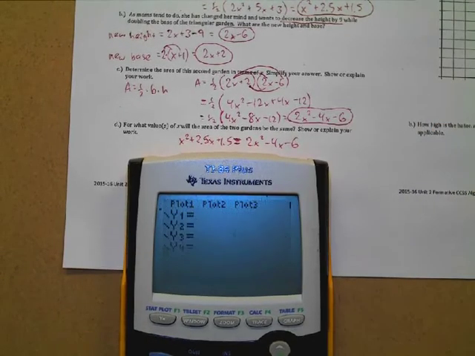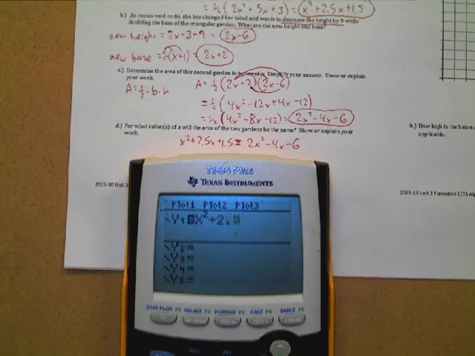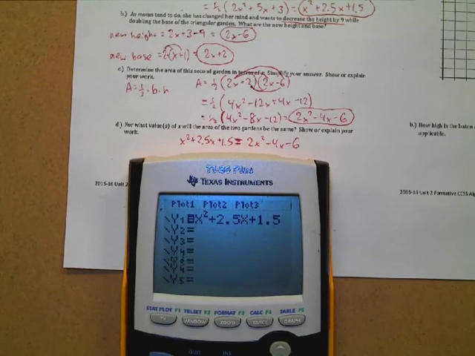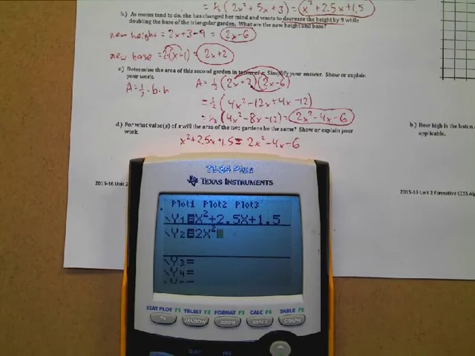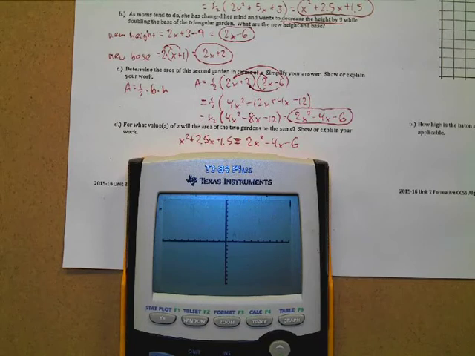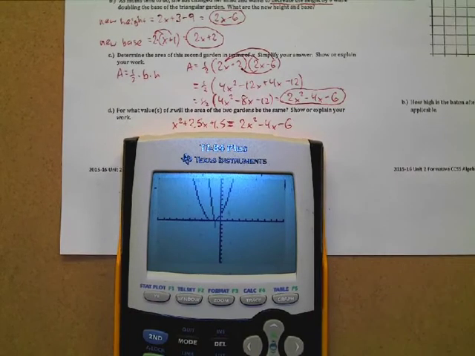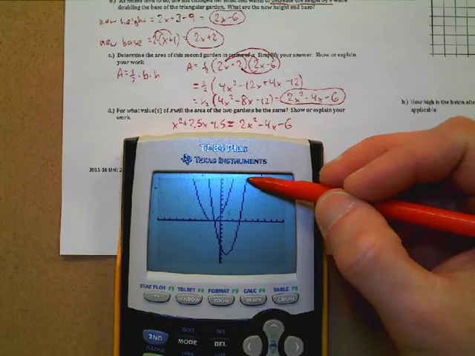Okay, make sure you type this in correctly. So it's x squared plus 2.5x plus 1.5, and then 2x squared minus 4x minus 6. Okay, we'll graph it. There's the quadratic, first quadratic. And there's the second quadratic. Okay? And it looks like they only intersect once, but maybe they're going to intersect again up here.